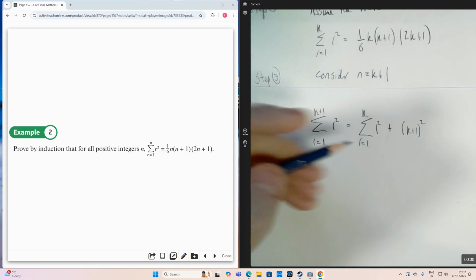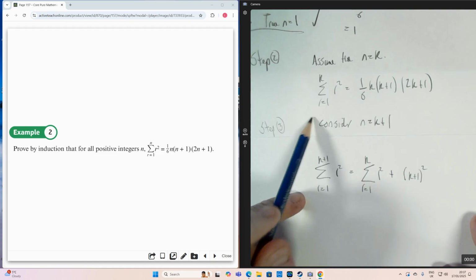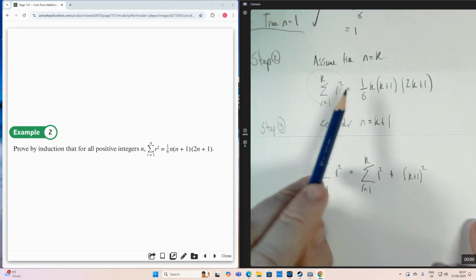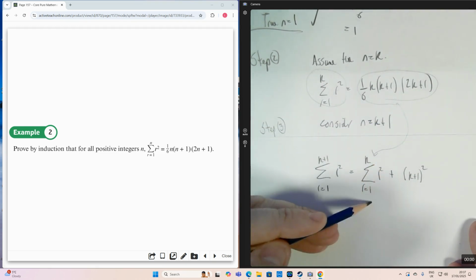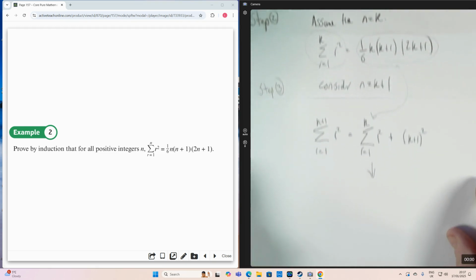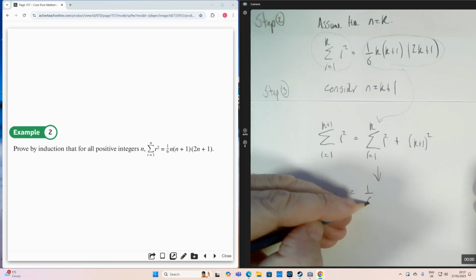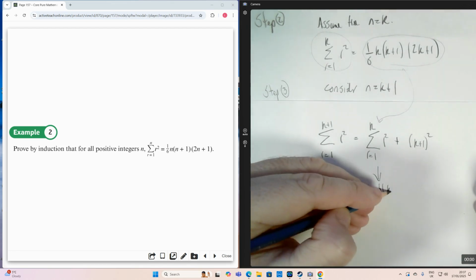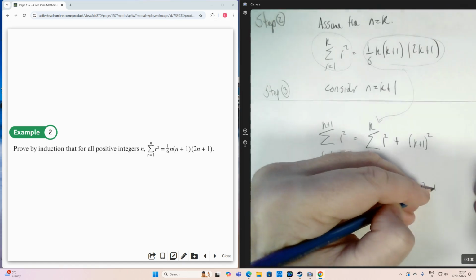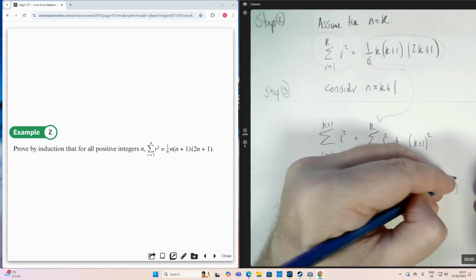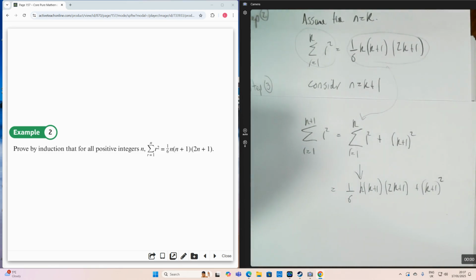Good, so now you may remember from our assumption step, we assumed it true for n equals k. We assumed that this bit is equal to this bit. So we're now going to put that result in there exactly like we did last time in the previous example. So we have 1/6 k times (k plus 1) times (2k plus 1) plus (k plus 1) all squared. So we've just made use of our assumption step there.